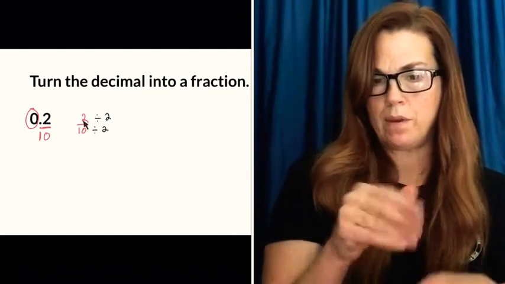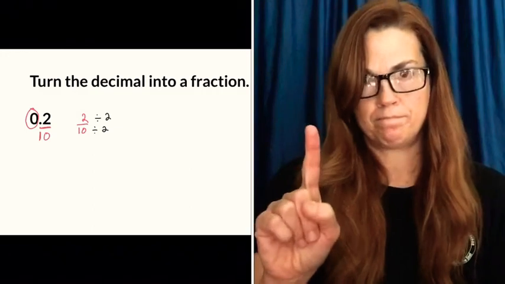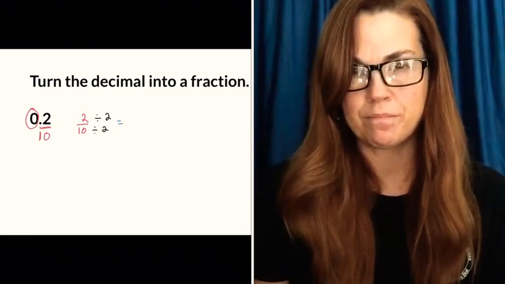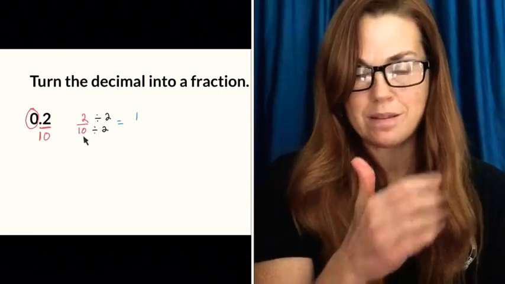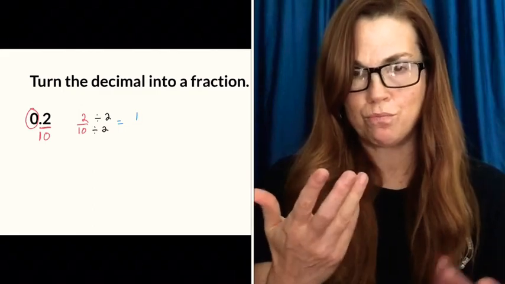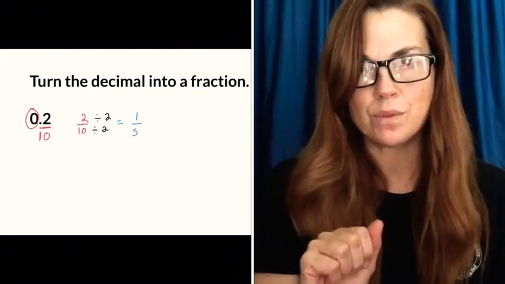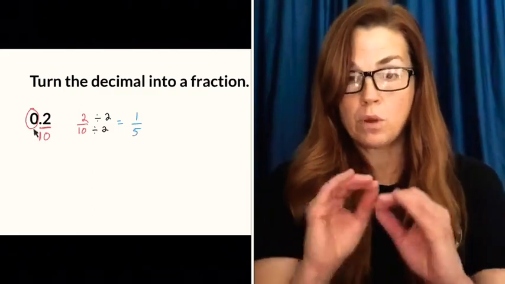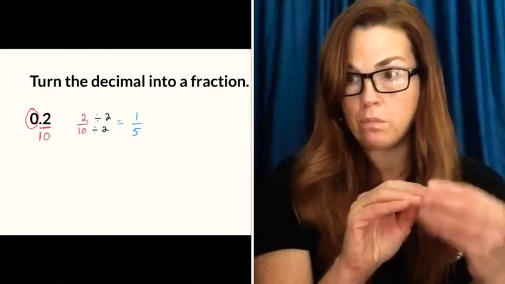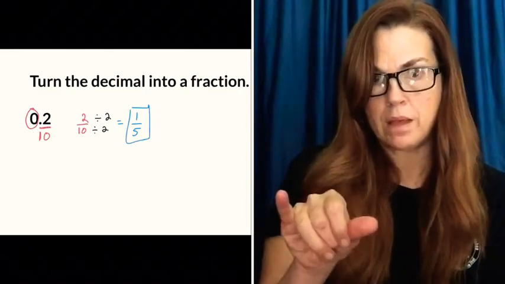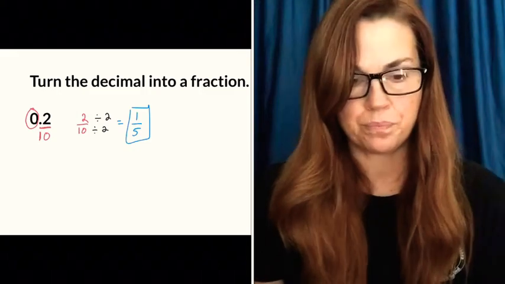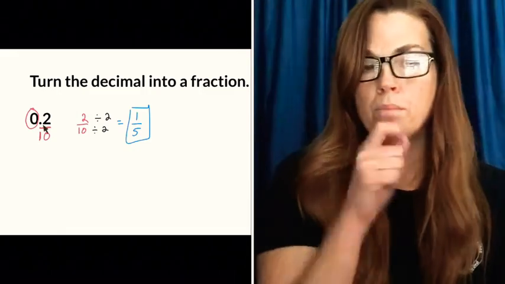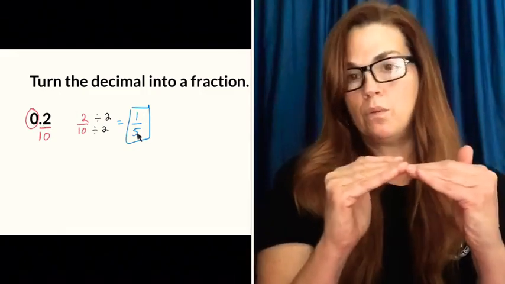Now what is 2 divided by 2? The answer would be 1. And then what is 10 divided by 2? And 10 divided by 2 is 5. Since there is no whole number at the beginning, 1/5 is my final answer. So 0.2 as a fraction is 1/5.